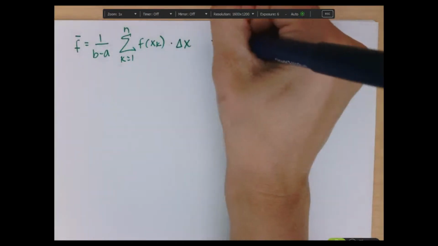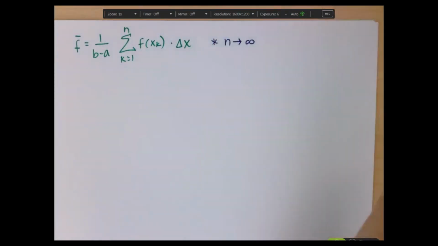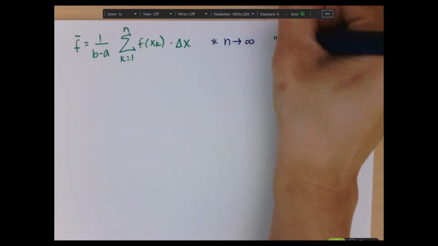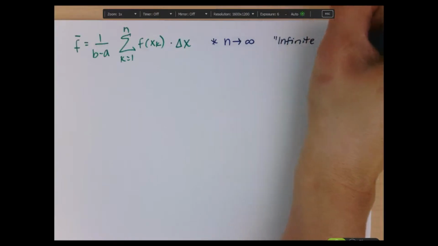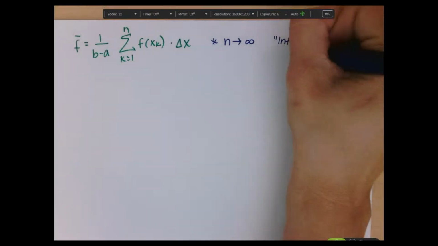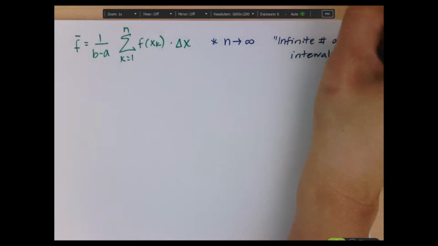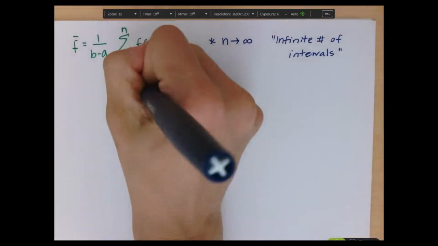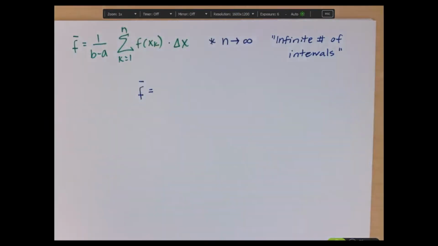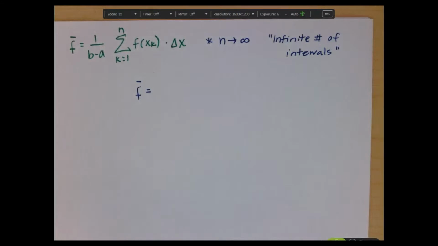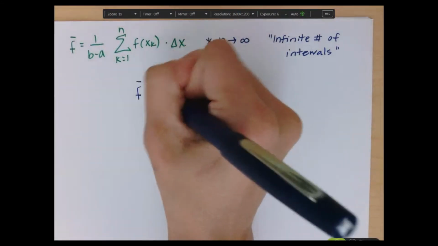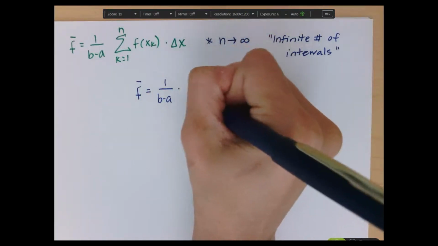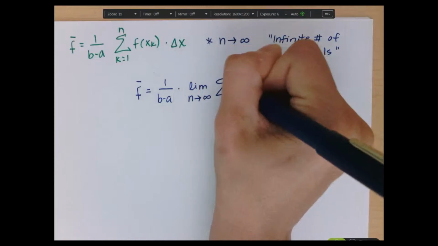So what we want here is for n to go towards infinity, so that we have an infinite number of intervals, or an infinite number of y values resulting. In order to get the best average we can possibly get, we need to take 1 over b minus a, and multiply that by the limit as n approaches infinity of the summation.